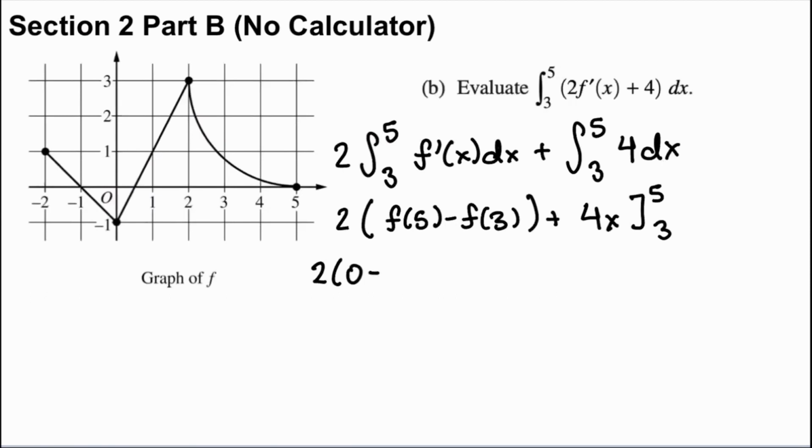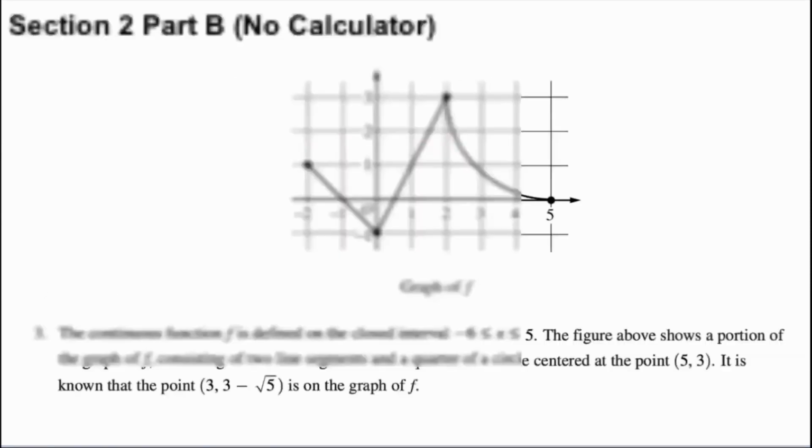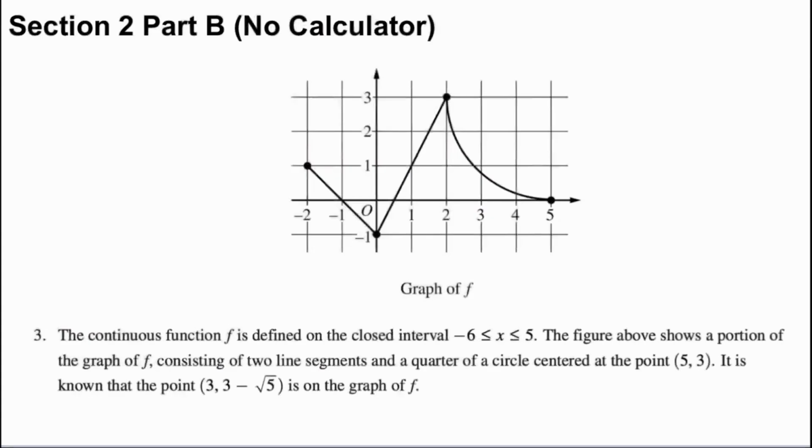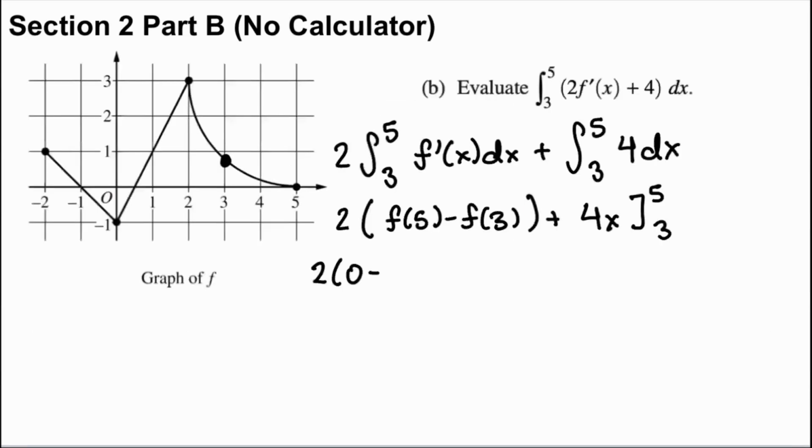And f of 3, that's a kind of hard point to pinpoint, but that's why in the stem of the question they give you that it is known that the point 3 comma 3 minus root 5 is on the graph of f. So f of 3 is equal to 3 minus root 5. And so we're going to use that in our question here. This is going to be equal to 0 minus, we're going to have a parentheses here, 3 minus root 5, close them both. And we're going to evaluate 4x from 3 to 5.